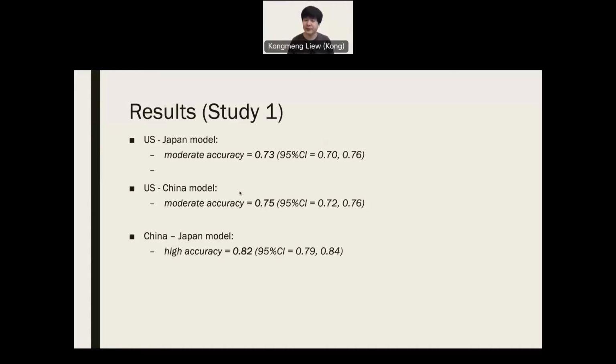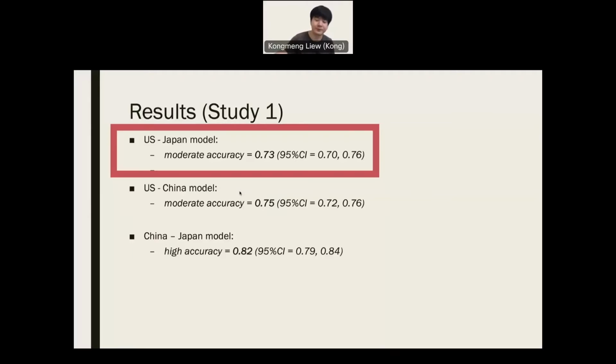But interestingly, and I'll come to this later, the China-Japan model had higher accuracy than the US-Japan and the US-China models. I thought that was pretty interesting, which means that the cultural differences between China and Japan might actually be bigger than between the US and Japan, and the US and China. But I'll come to that later. Let me just focus on them one by one, just to show you some of the results.